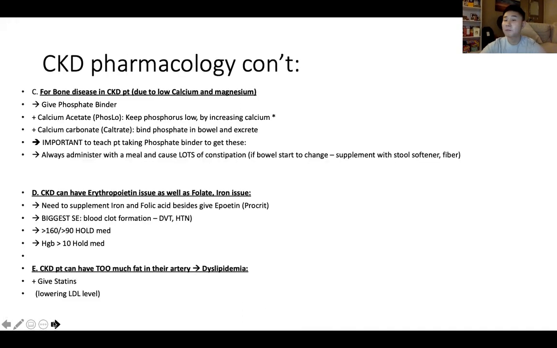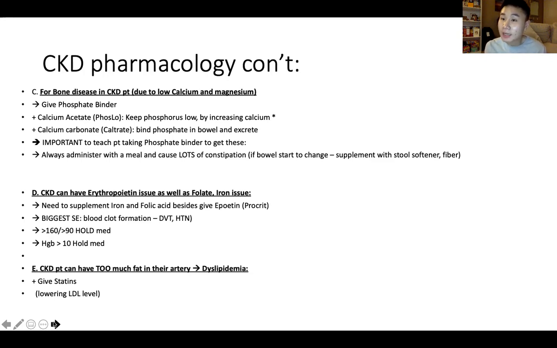All right, some more pharmacology for CKD patient. So we know that CKD patient will have a decreased level of calcium, right? So we have to give them something called phosphate binder. These phosphate binders are two medications. The first medication is Foslo. Foslo is calcium acetate. This will keep the phosphorus low by increasing the calcium.